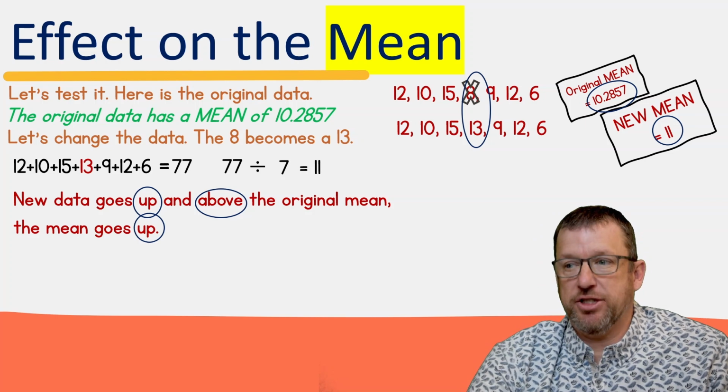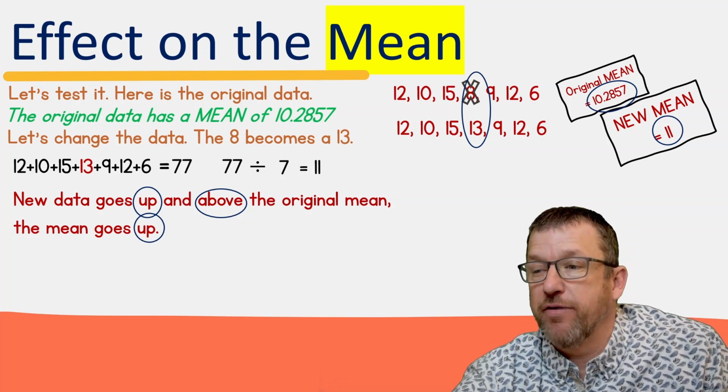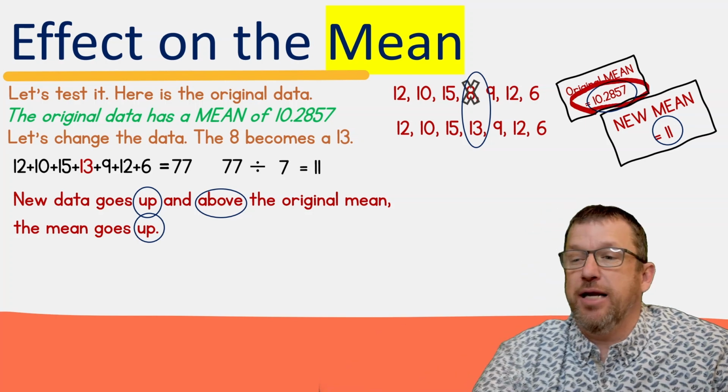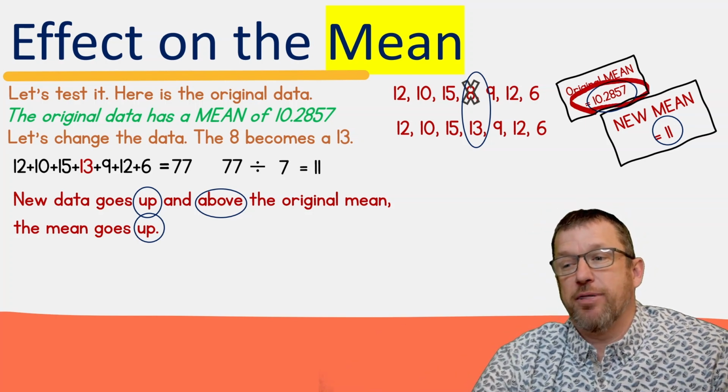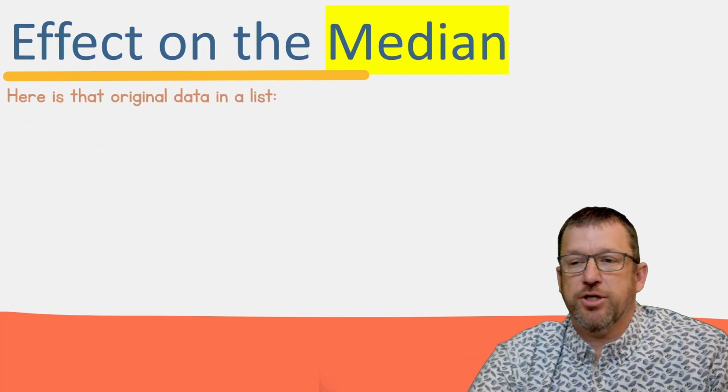Eliminating a piece of data, so let's just say we got rid of that 8. Well, the 8 was smaller than 10. So by eliminating that, it's probably going to do the opposite and go up, because we got rid of a small number, okay? So let's look at the median.